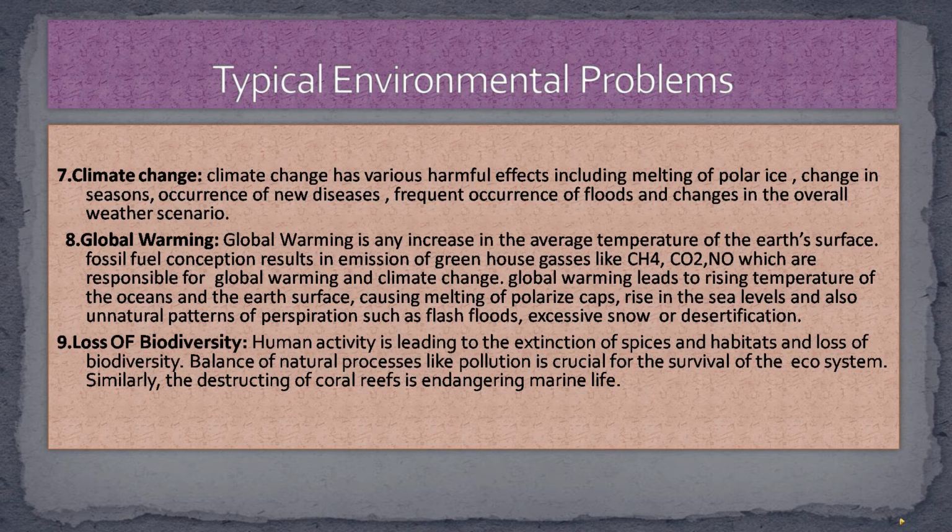Next, another environmental problem is climate change. Climate change has various harmful effects, including melting of polar ice. Melting of polar ice usually occurs due to global warming and change in the seasons. Here, seasons means the months of the year, called seasons. The seasons are spring, summer, autumn and winter. Every year the season time may also change.